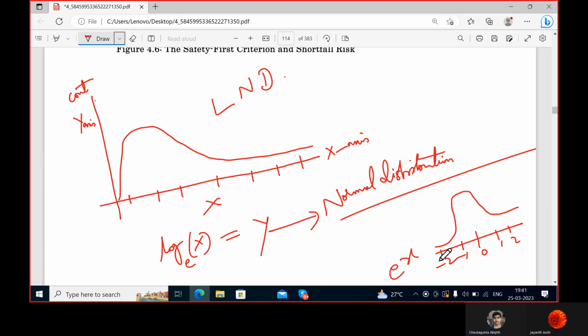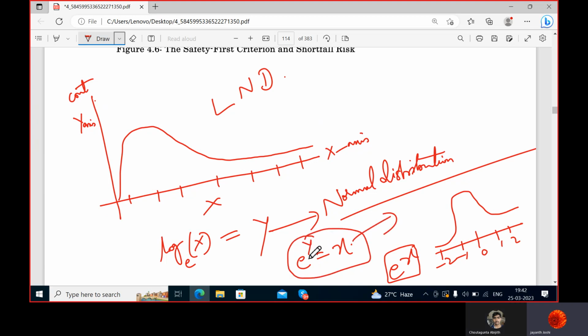If you take them and do an exponential, you get log normal distribution. When you take log x base e is y, e power y is x. This is the logarithmic form. Exponential form will be e power y is equal to x, correct? So e power y is equal to x is log normal distribution, and log x base e is equal to y is normal distribution. That means when you put log to log normal distribution values, you'll get normal distribution, correct?